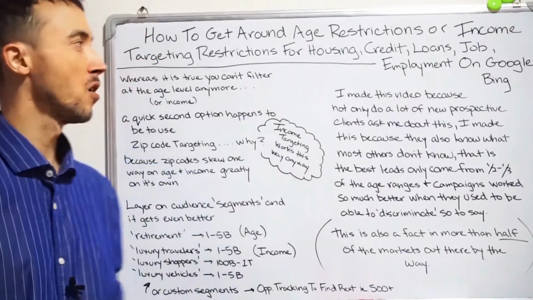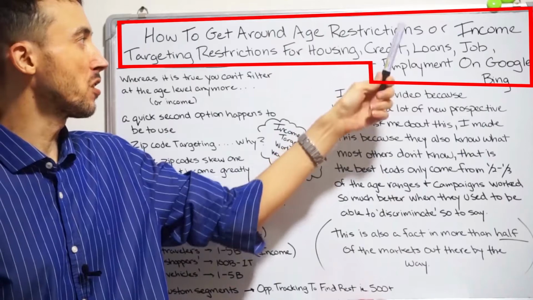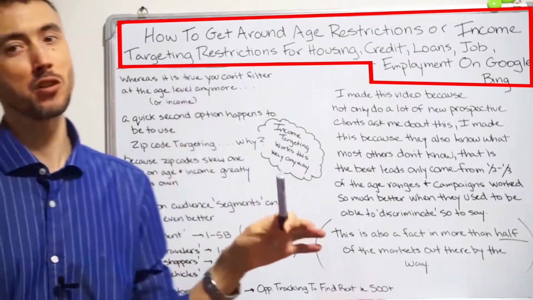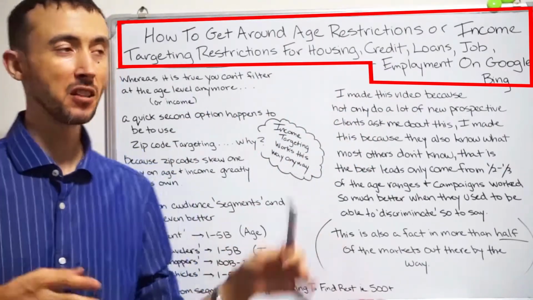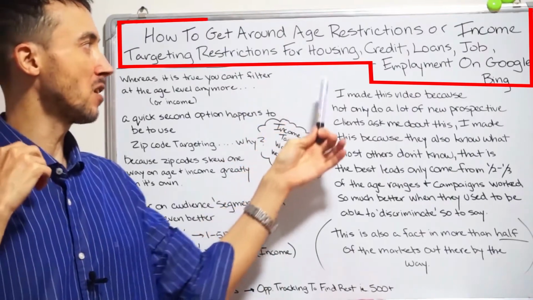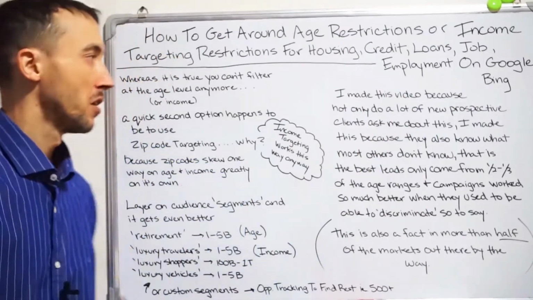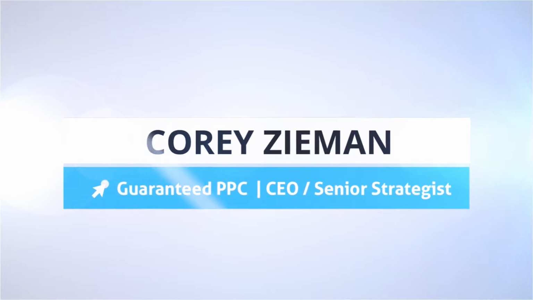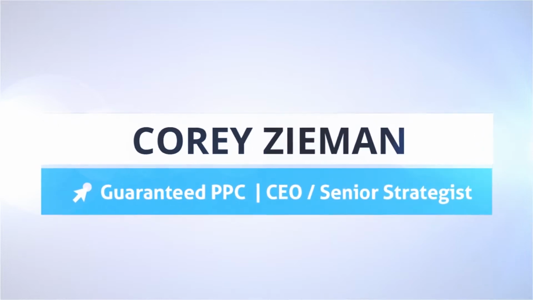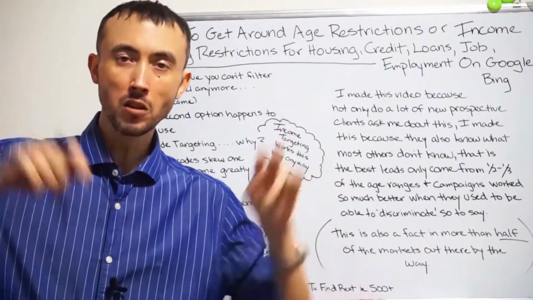Okay, today's video we're going to talk about how to get around the age restrictions and income targeting restrictions, which are the big ones that affect a lot of campaigns. If you're dealing with anything in the housing, credit, loan, job, or employment spaces, so that you could still get your campaigns to work like they sort of used to.